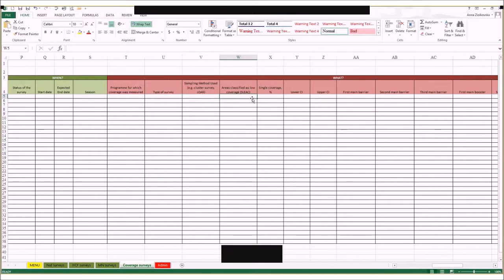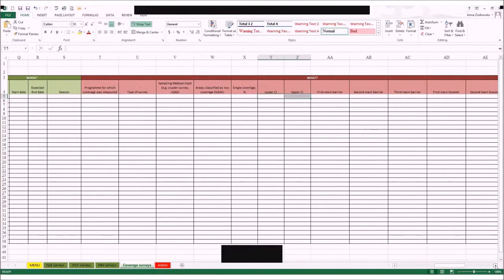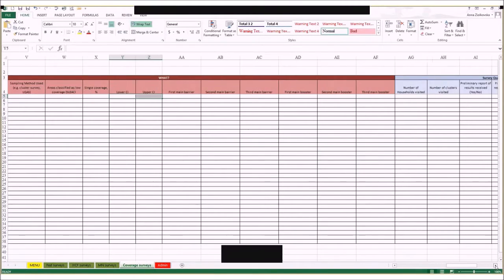and areas classified as low coverage, which is normally only relevant to SLEAC surveys. And then you would put your single coverage in percentages with the confidence interval. Coverage surveys also usually identify barriers and boosters for successful or not so successful running of the programs. So we put all the main barriers and all the main boosters, and you just choose what is relevant for your survey in that area.